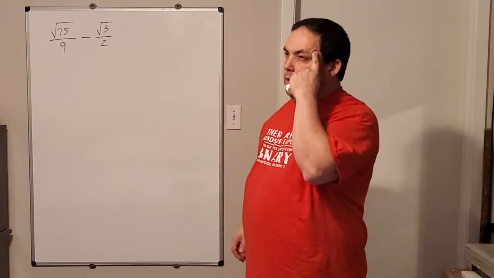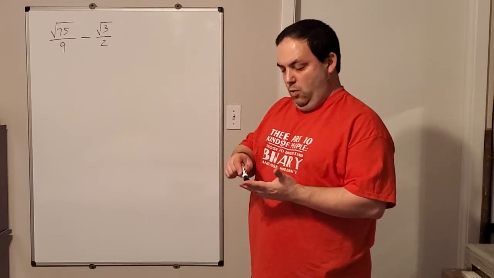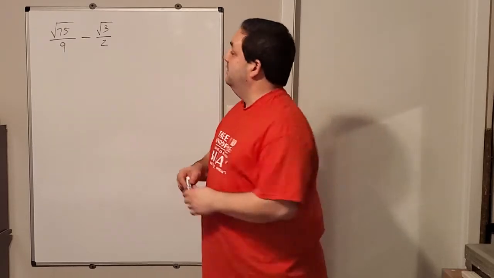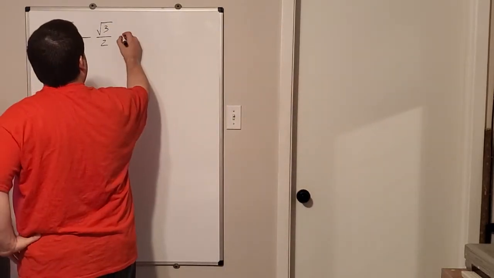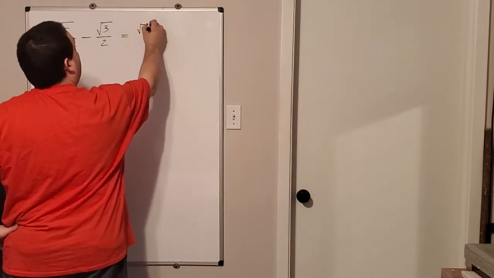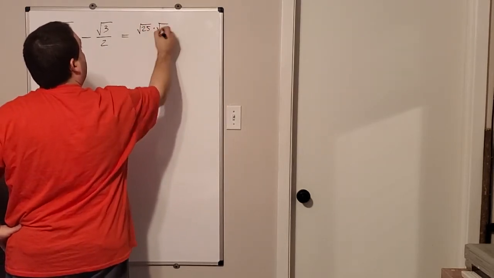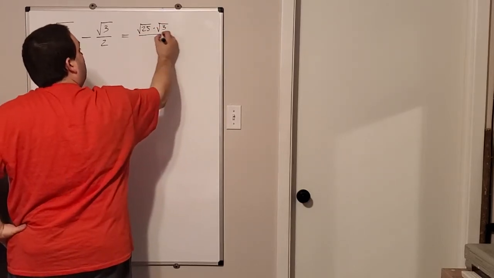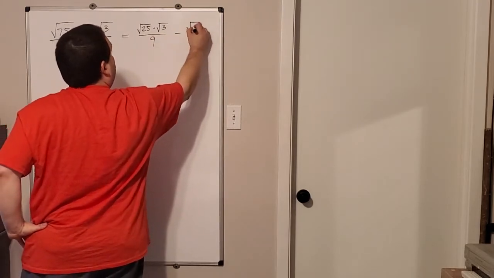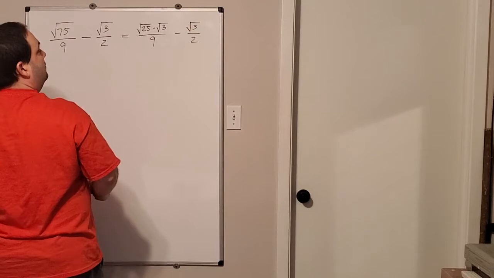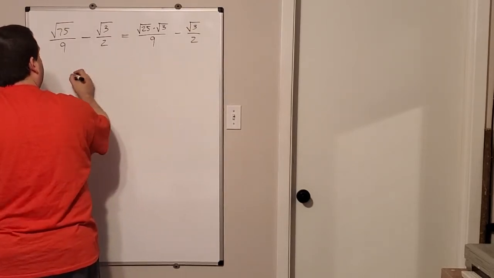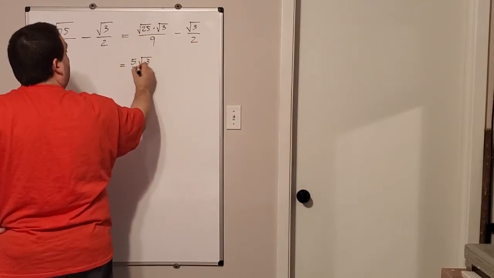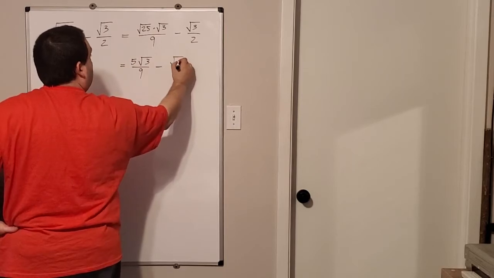What square number goes into 75? 4, 9, 16, 25, right? Yes. So, next step, this equals square root of 25 times square root of 3, because 25 times 3 is 75. Minus square root of 3 over 2 is still there. Okay, so then what does this equal? That's 5 square root of 3 over 9 minus square root of 3 over 2.